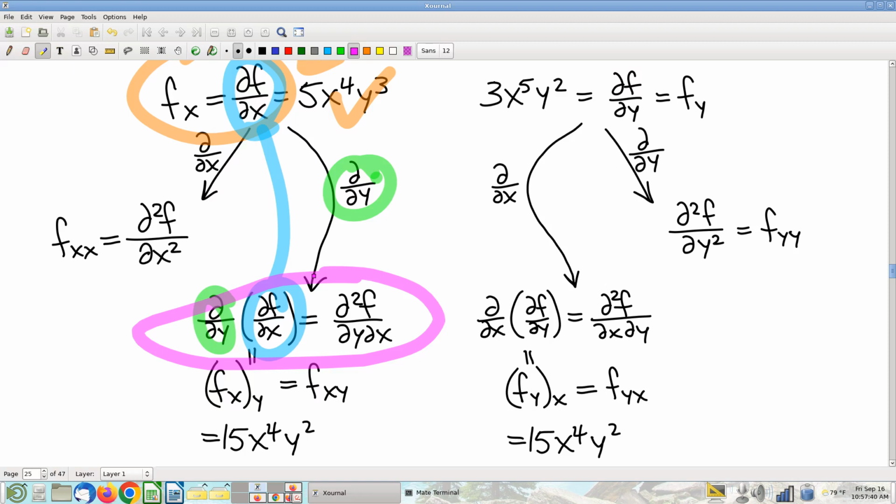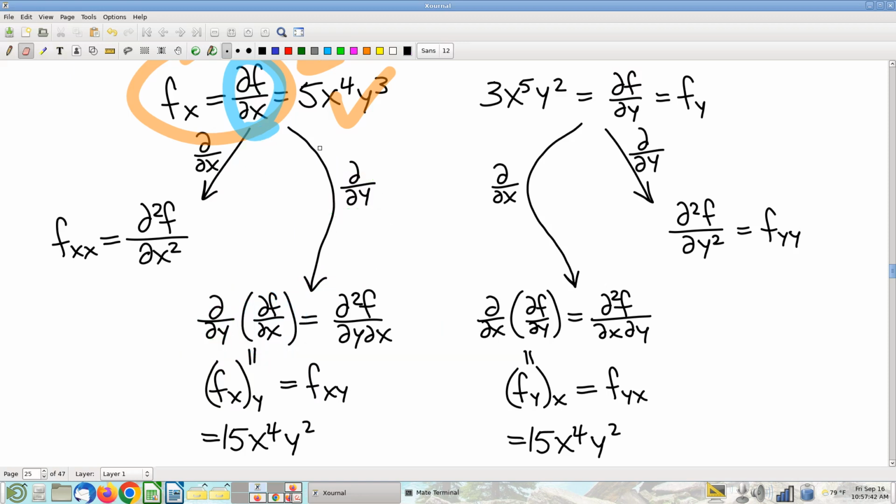Okay. All right, now also, let's not lose sight of the fact we could just as well have written the initial partial derivative as fx.